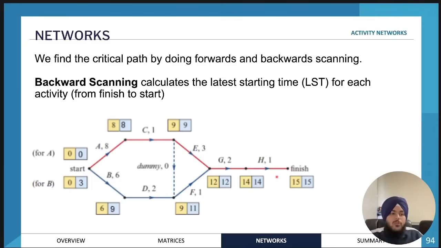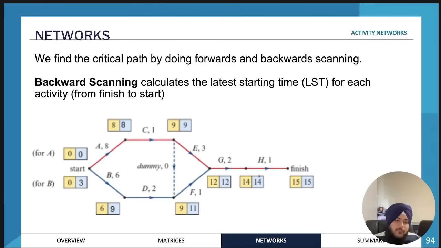So the next step is to do backwards scanning. Backwards scanning is just the exact opposite. We start from the finish of the project and move backwards, so essentially we find the latest time that each activity can start. So 15 hours, so 14 hours. It needs to be started after 14 hours, and that's the latest starting time.